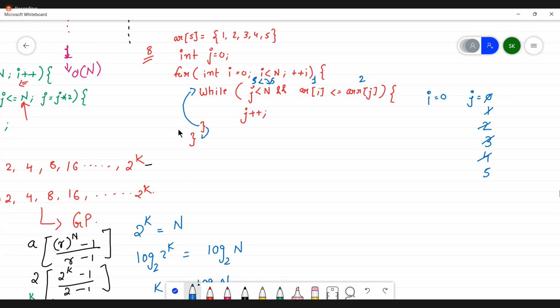Yes. For the next time, it will go up and increase the value of I. Okay. And I will now become 1. Will it enter into the J loop again?